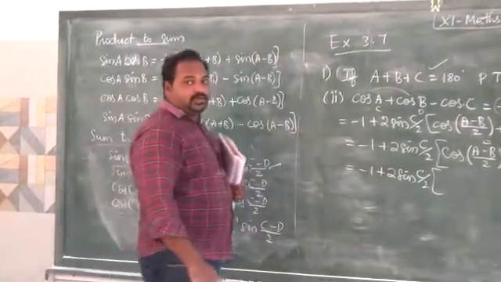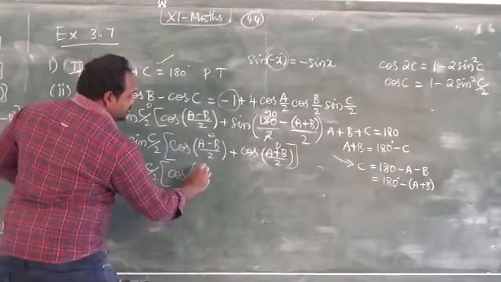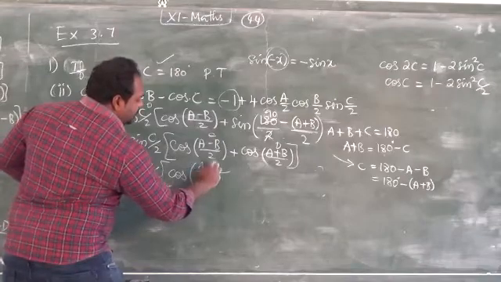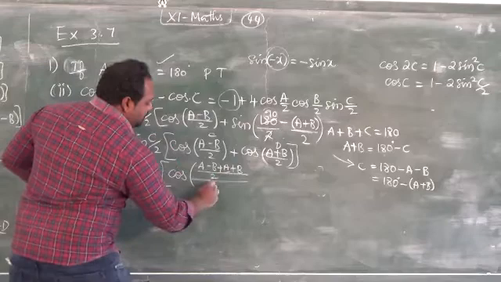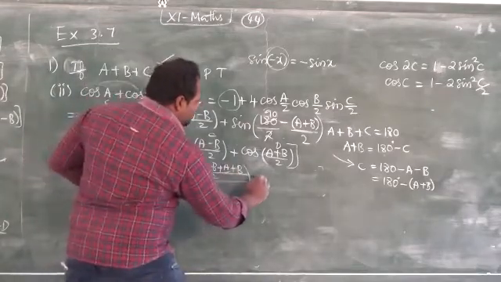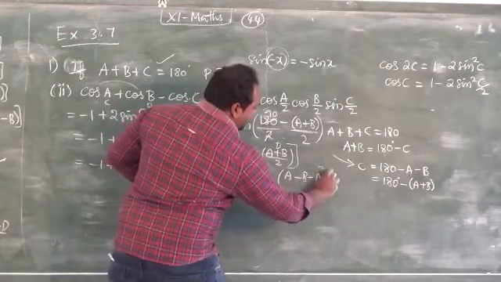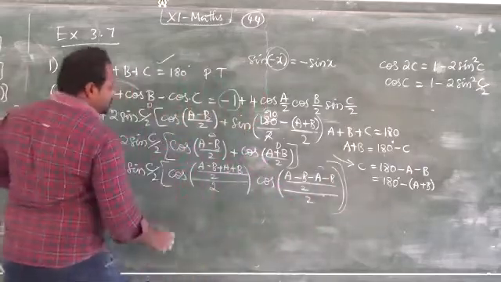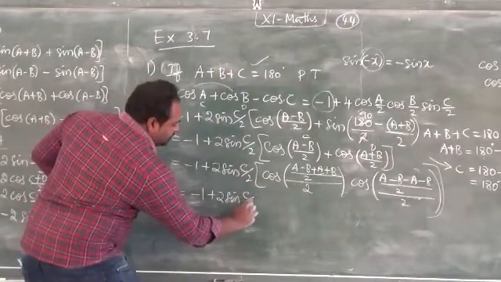Next, using the identity, minus 1 plus 2 sin c by 2, this is sin c plus cos d, cos c plus cos d, 2 cos c plus d by 2 cos c minus d by 2. So here cos c plus d, it's a common denominator, a minus b plus a plus b whole divided by 2, into cos a minus b minus a minus b by 2 whole divided by 2. So here minus 1 2 sin c by 2.